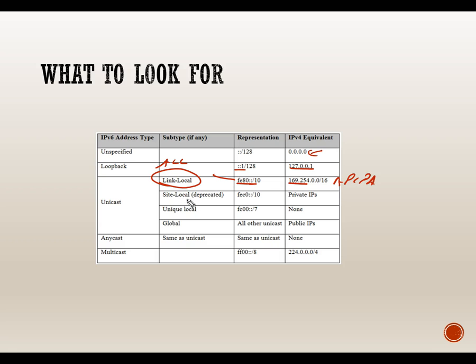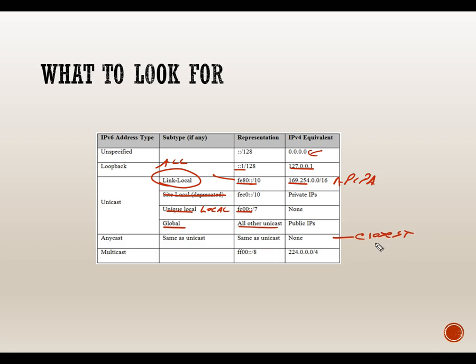Site local is deprecated. This was one that we had, but we now have unique local, which is the FC00, and then the global. All other unicast are public IPs. The unique local allows communication in the local network. Anycast is the same as a unicast, but it is going to get the closest.